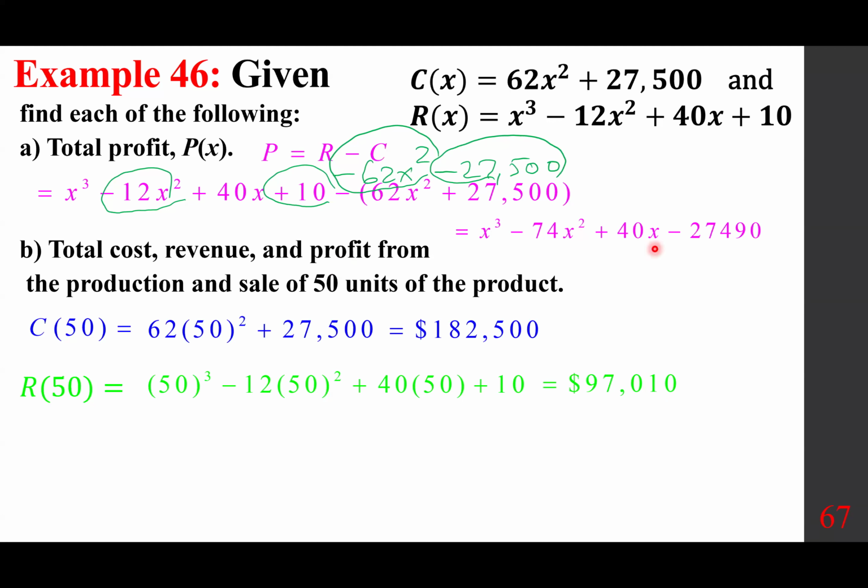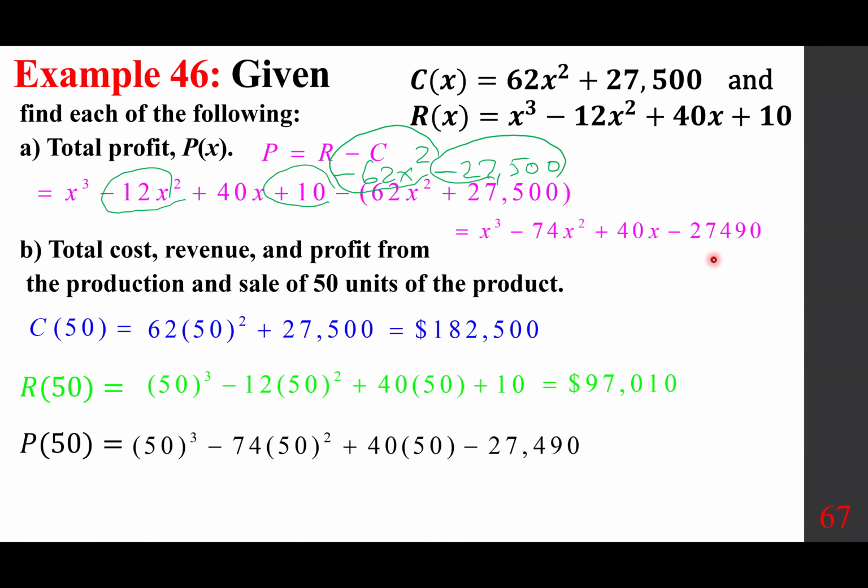What about the last piece, the profit? Well, we can plug it into here, which becomes 50 cubed minus 74 times 50 squared plus 40 times 50 minus 27,490. And you come up with the answer. You do the math. Or it's a lot easier, just say P of 50 is R of 50 minus C of 50.